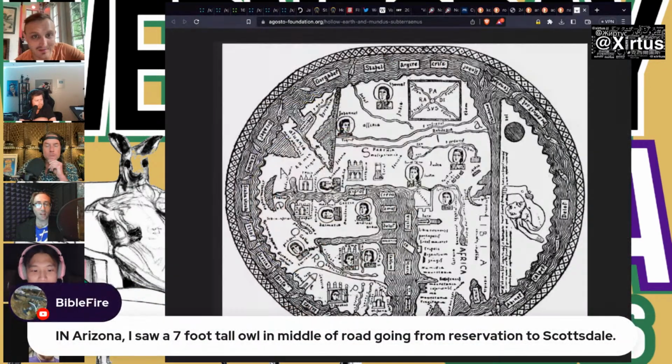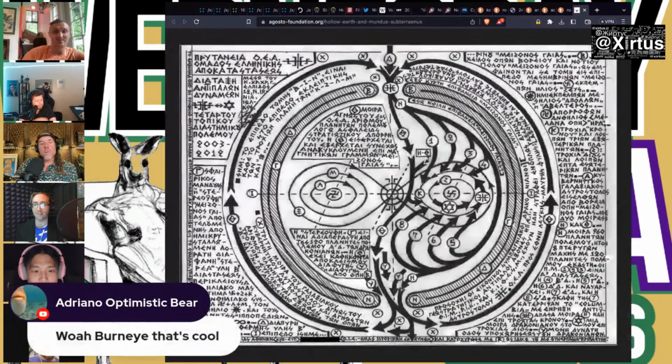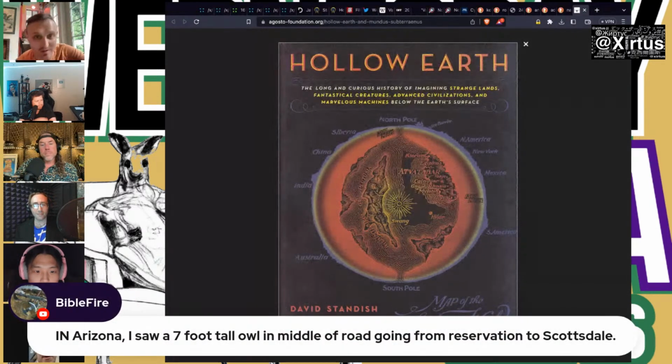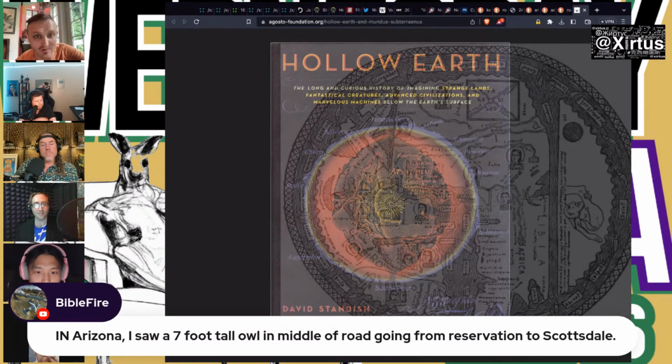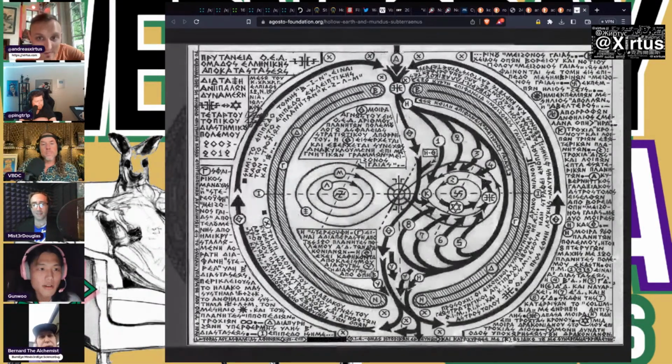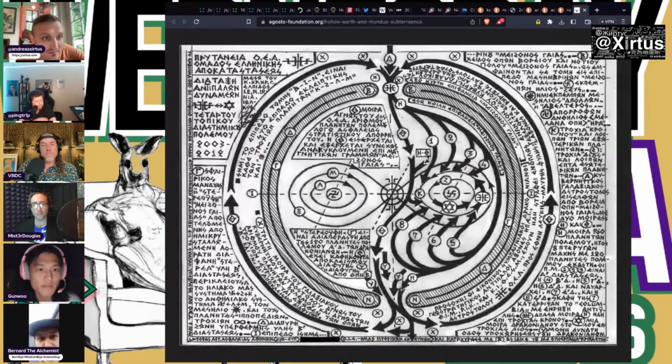So frustrating. Oh, what's that book? That's cool. Which one? This is Hollow Earth: A Long and Curious History of Imagining Strange Lands by David Standish. Looks good. Map of the interior world. There's also, I don't know what this one is, but it does seem Scandinavian, right? Or is this not? I think that's one of the German maps or info about it. A whole bunch of it came out after the fall of the Soviet Union.